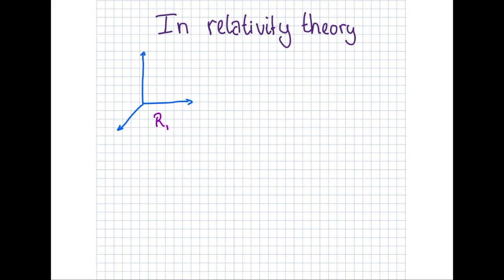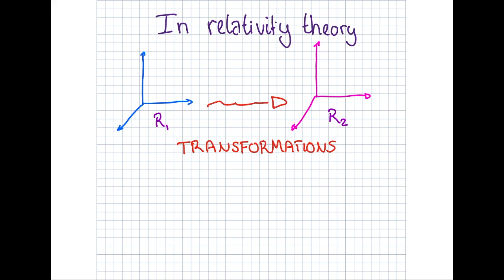The premise of relativity theory is taking events that happened in one reference frame at a specific space-time coordinate and seeing how they carry over to a second reference frame. These are called transformations, and 3 minutes is not nearly enough time to cover them.